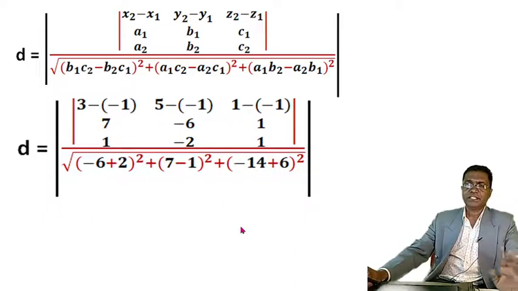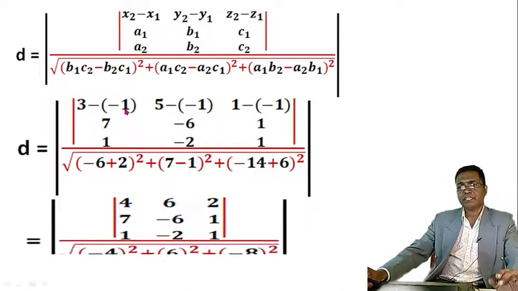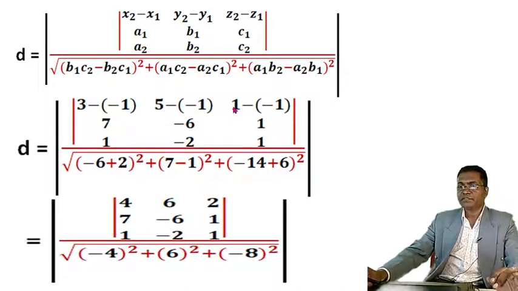So the rest of the thing is to expand. 3 becomes minus of minus plus 1, it becomes 4, 5 plus 1 gives you 6, 1 plus 1 gives you 2, and the rest of the thing as it is. Now the simplification of this: minus 6 plus 2 is minus 4, 7 minus 1 is 6, and this gives you minus 8. So everything is now simple.